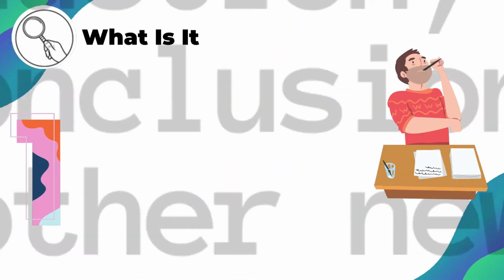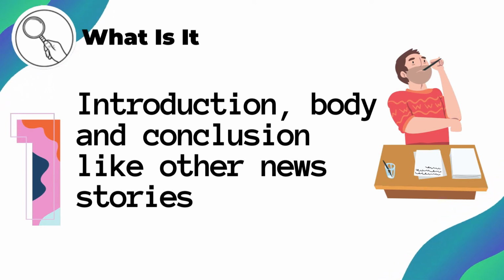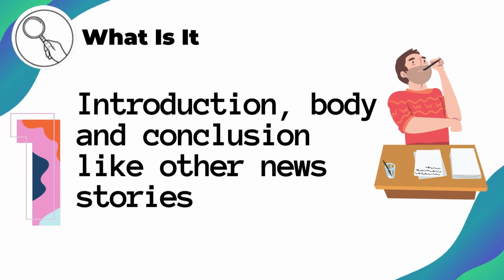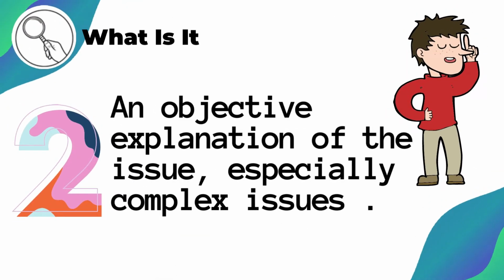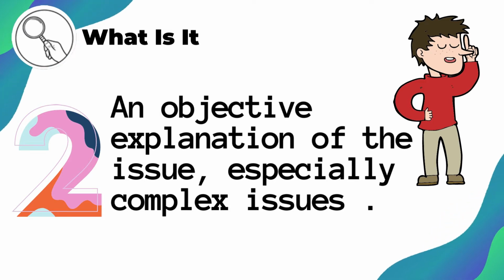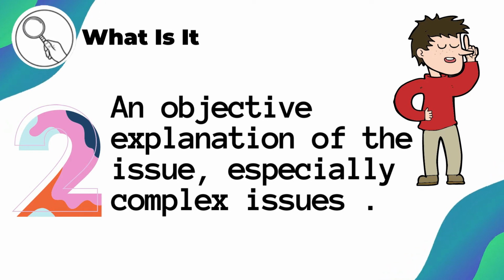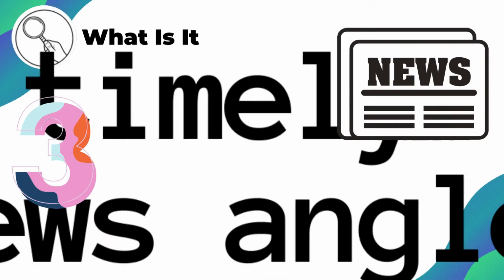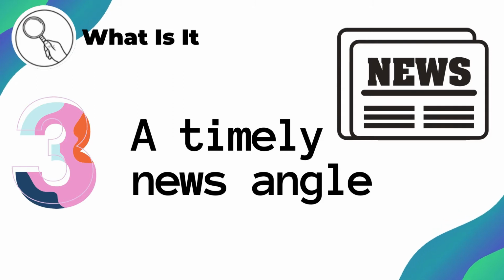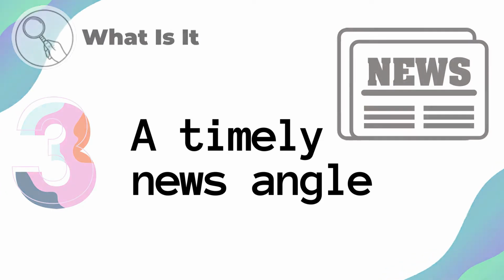A good editorial must have the following. Number 1, introduction, body, and conclusion like other news stories. Like an essay, when you write an editorial, you have to make the introduction, the body, and the conclusion. Number 2, an objective explanation of the issue, especially complex issues. So you have to be able to make a stand and specific explanation about the issue. Number 3, a timely news angle. You have to write an editorial which is relevant at the present, important to where we are now.